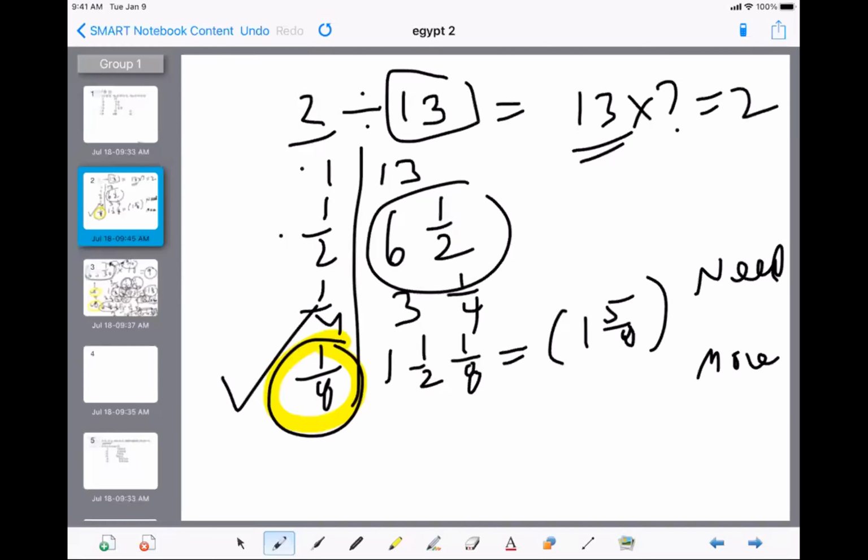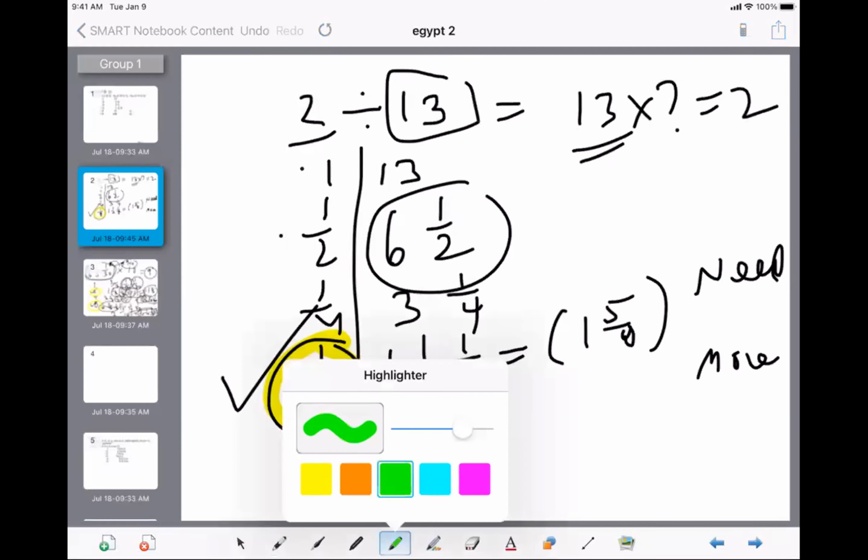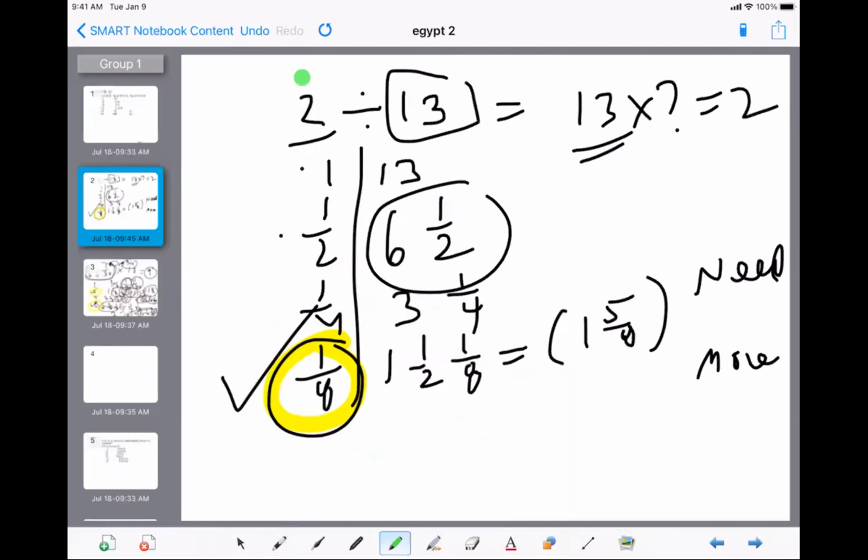Now, usually this number on the left is bigger than 13. You know, it's like 104 divided by 13. But that's not what this question was. This was a small number. It's smaller than 13. So we're going to expect small fractions down here. Oh wait, now it can't be just an eighth, because that didn't add up to 2.